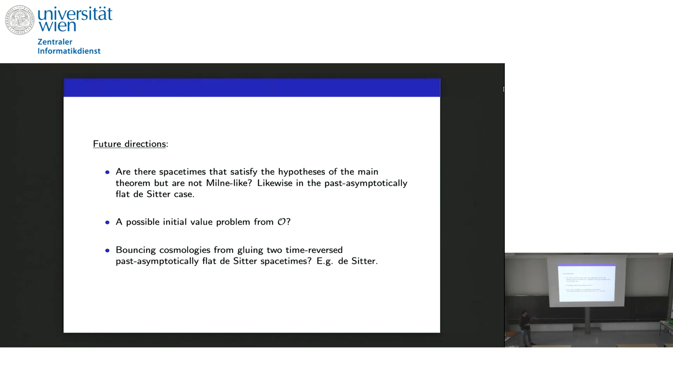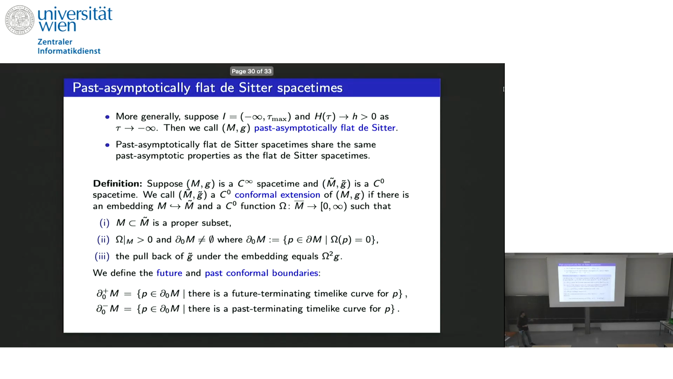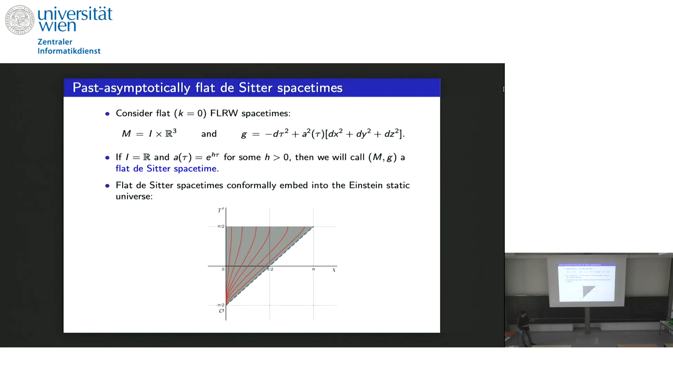Okay, somewhat related to this is a possible initial value problem from the origin. And then finally, Gazelle is more interested in bouncing cosmologies. So this is something like de Sitter spacetime, which bounces. And so the question that we want to ask is, you take this flat de Sitter model, time invert that, put that on the right-hand side, and glue them together. And then in what cases is that going to produce something that gives you a bouncing cosmology, right?